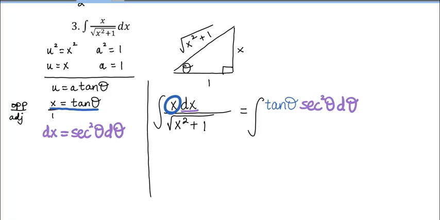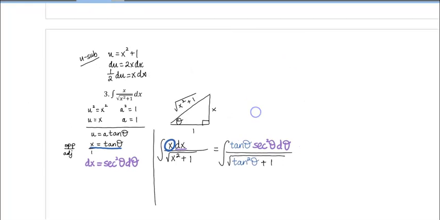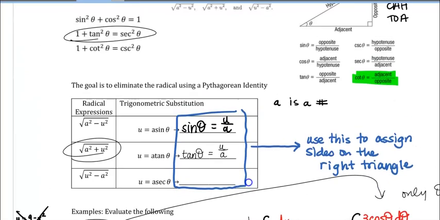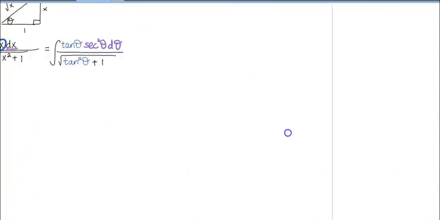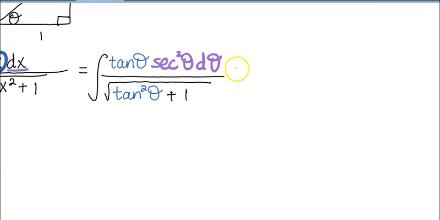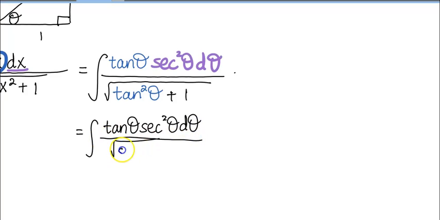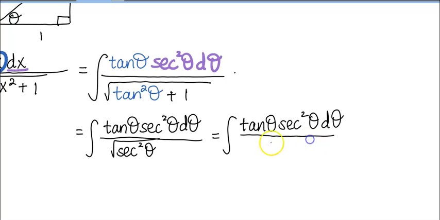Now in the denominator, we have the square root of x squared plus 1. I'm not going to put x squared. X is tan theta, so I'm going to put the square root of tangent squared theta plus 1. And hopefully, if you noticed in the last two examples, the denominator we will be able to simplify using a Pythagorean identity, because tangent squared plus 1 is secant squared. It is not a coincidence that that is under the square root, so that the square will cancel, leaving us with the integral of tan theta, secant squared theta, d theta, all over secant theta.